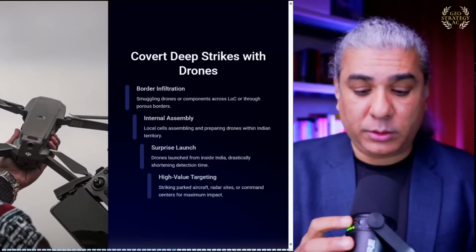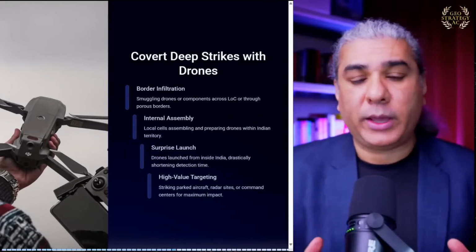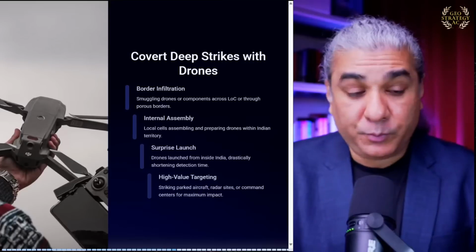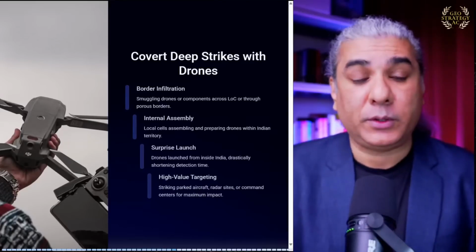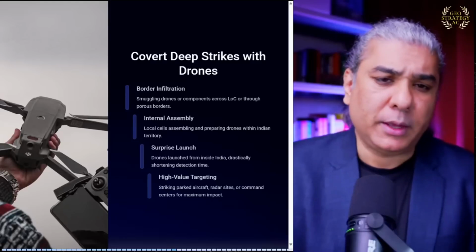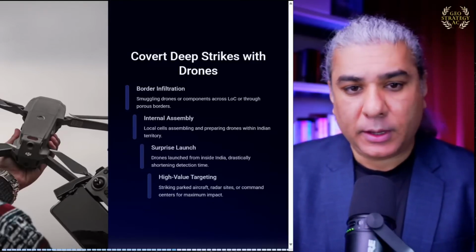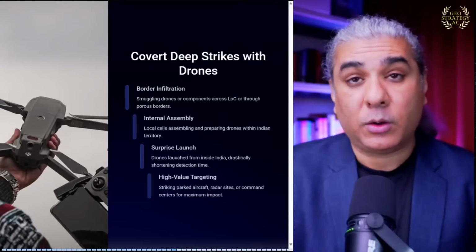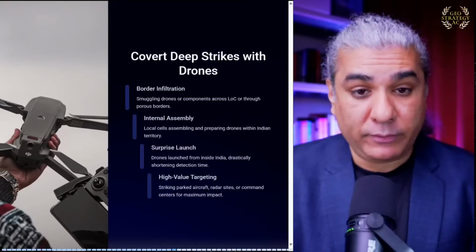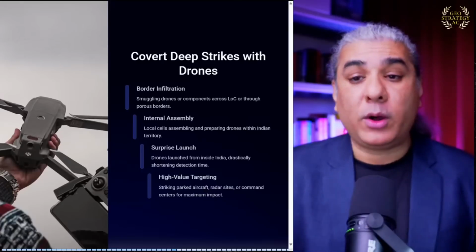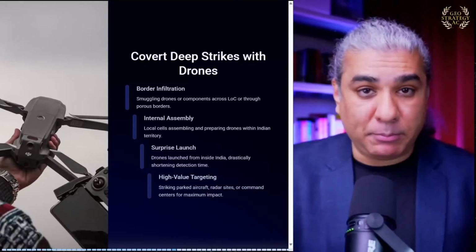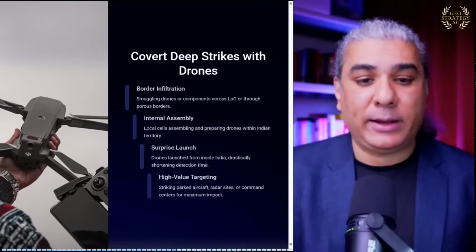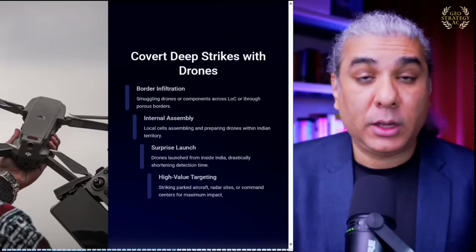Now, please understand that I am not divulging any sensitive or classified information. All of this is open source information based on what's already happened. This is called looking at various scenarios and the threat potential of these scenarios. So they could do covert deep strikes into India with drones. You could have drones, or maybe drone components, being smuggled across the LOC or through the porous border, wherever it is. So border infiltration, and you smuggle drones into India. And then local terrorist cells or sympathizer cells will assemble and prepare the drones within Indian territory. And then they could do surprise launches of these drones from inside India, which will drastically shorten detection time.